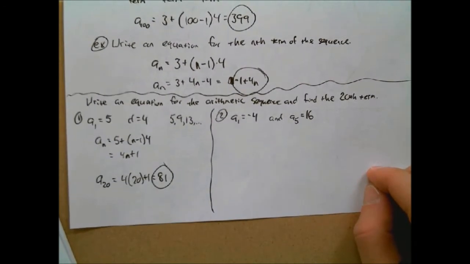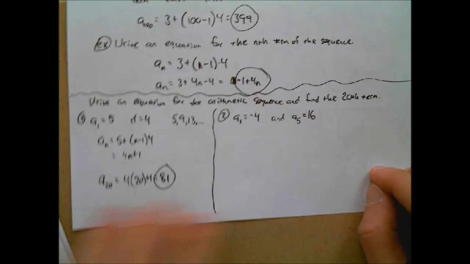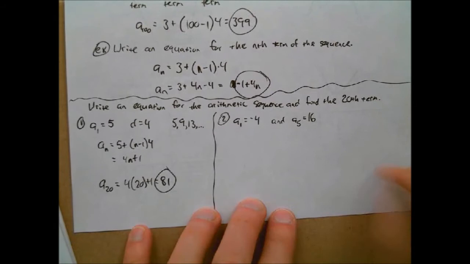A sub 1 is the first term, so it's negative 4. And A sub 5 is the fifth term. Okay. So we're supposed to write an equation for the arithmetic sequence. So in order to do that, I'll need A sub n equals.